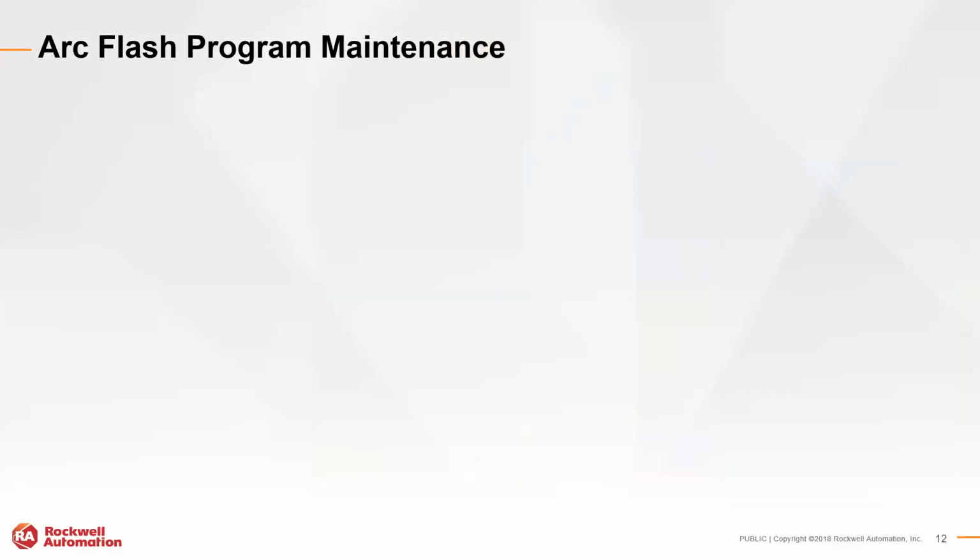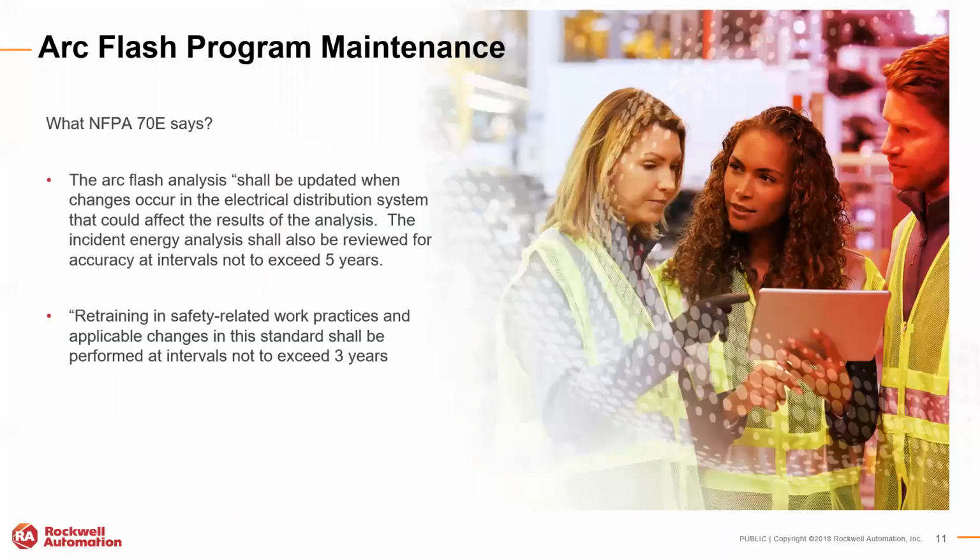And then lastly, we're going to touch on arc flash maintenance. So how do you maintain your arc flash study or program as changes are made? I pulled the literal wording on this slide out of the NFPA 70E 2018 standard, but it says arc flash analysis shall be updated when changes occur in the electrical system that could affect the results of the analysis. The incident energy analysis shall also be reviewed for accuracy at intervals not to exceed 5 years. So what does that mean?